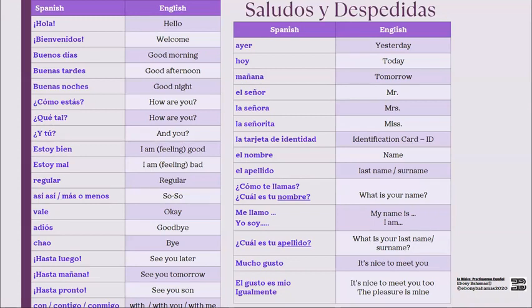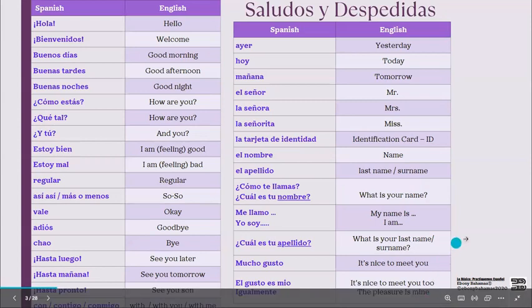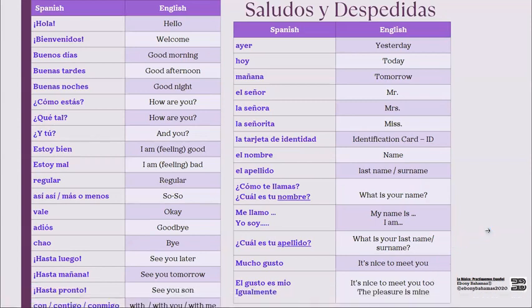So if you have to fill out a form and they ask you, ¿cuál es tu apellido? You know what that means, right? So you can write your last name down and get marks for that. Just be mindful of things like that. Okay, mucho gusto. It's nice to meet you. El gusto es mío, or igualmente, which is simply a good response whenever somebody says it's nice to meet you. All right, everybody clear on that?